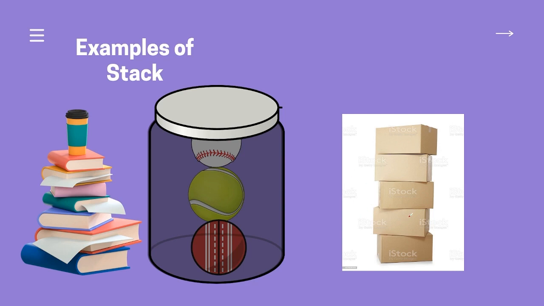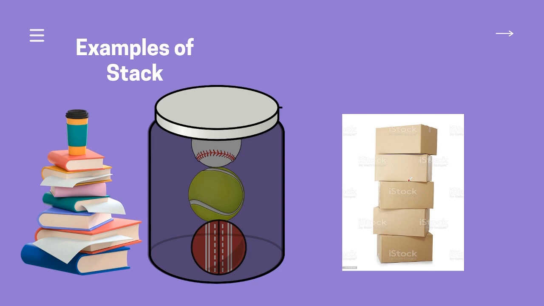Another example, we can see cardboard balls stacked one on another. If I want to remove the third ball, then I first remove the fifth ball, then the fourth ball, and only then can I remove the third ball. So like that, there are many examples of stacks. The common examples are piles of plates, piles of books and so on.